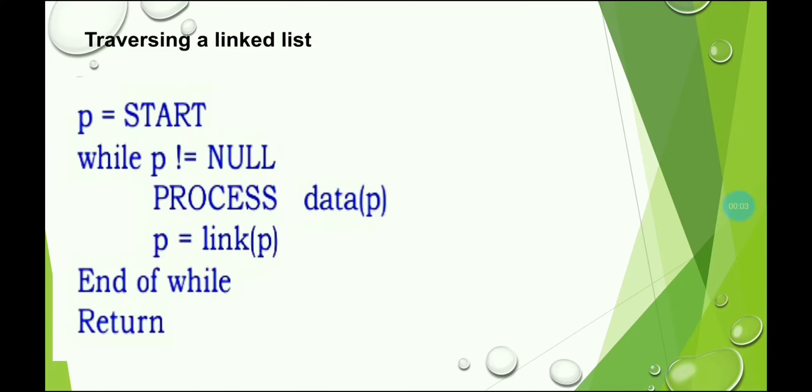Next, we will see how to traverse a linked list. Traversing is nothing but visiting each node once and performing some operation on that node. See the algorithm. P is equal to start. P is a temporary pointer which points to the head node or start node first. While P not equal to null, that is the end condition, up to the end of the linked list, we have to visit each node. And while visiting, some process is applied on the data part of P here. And P is equal to link of P. It is to traverse from one node to another node. Link of P contains the address of the next node, so it will move to the next node here. The process repeats up to the end of the linked list.